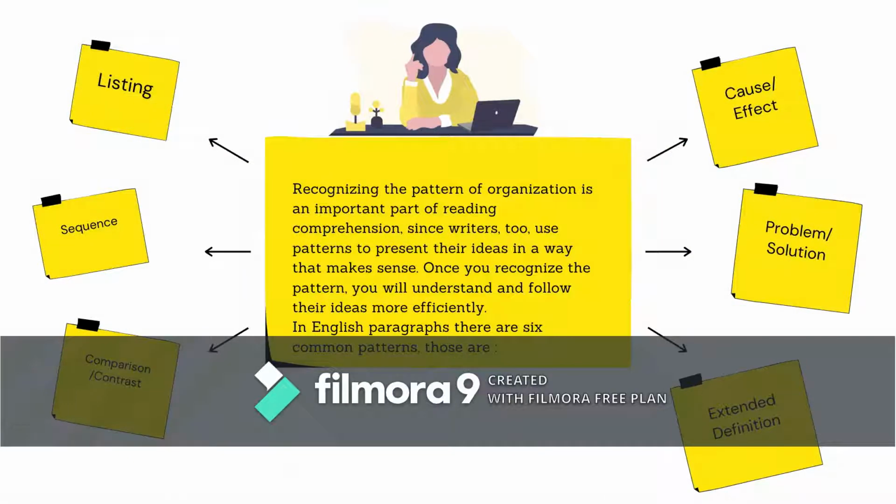Recognizing the pattern of organization is an important part of reading comprehension, since writers too use patterns to present their ideas in a way that makes sense. Once you recognize the pattern, you will understand and follow their ideas more efficiently. In English paragraphs, there are 6 common patterns. Those are listing, sequence, comparison or contrast, cause or effect, problem or solution, and extended definition.